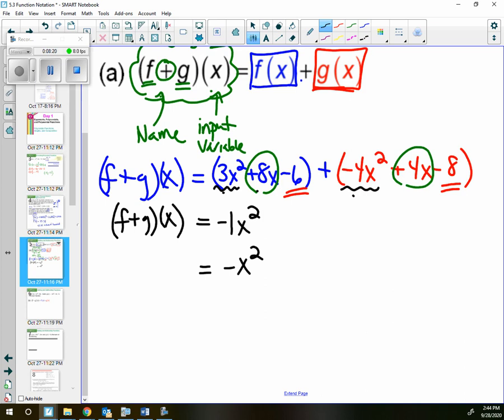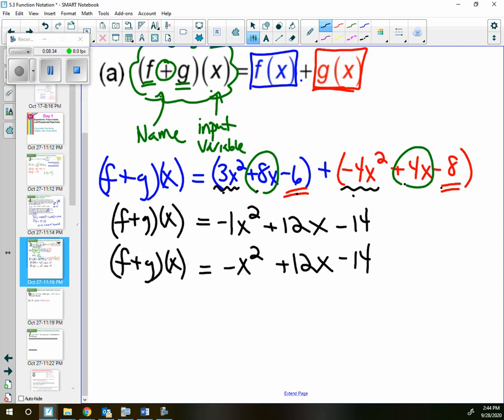We have an 8 plus 4, so plus 12x. So this is kind of an either or here. And then minus 6 minus 8 more would be minus 14. So the sum of the two, so f plus g of x, is equal to negative x squared plus 12x minus 14. It's just putting like terms together. So if you see f plus g, add the rules.